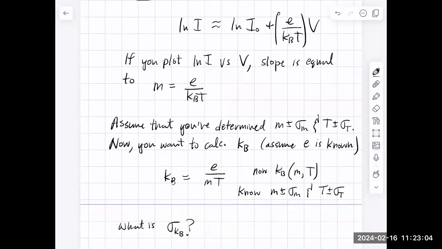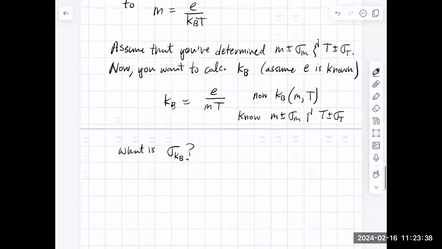Okay, and so in first year, what we would have done is we would have said, oh, I see, this is like a multiplication and division kind of rule. And so we have two divisions. And so what we're going to do is we're going to add the fractional error. So the uncertainty in k_B divided by k_B is going to be equal to the uncertainty in m divided by m plus the uncertainty in T divided by T. And so we want to see if we can recover that kind of result and see if that's exactly right, or whether we want to modify that or whatever. Okay, so that's a bit of the motivation.